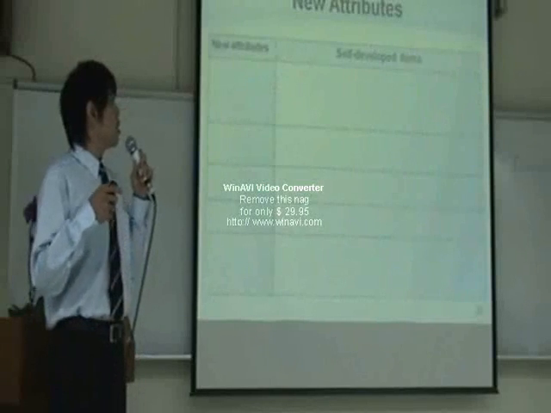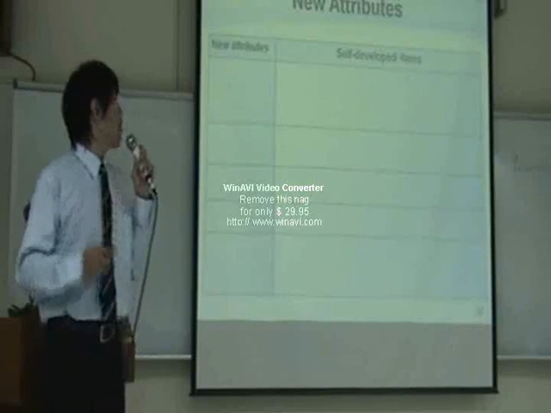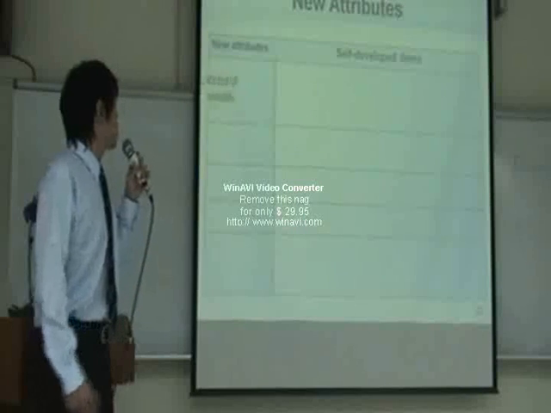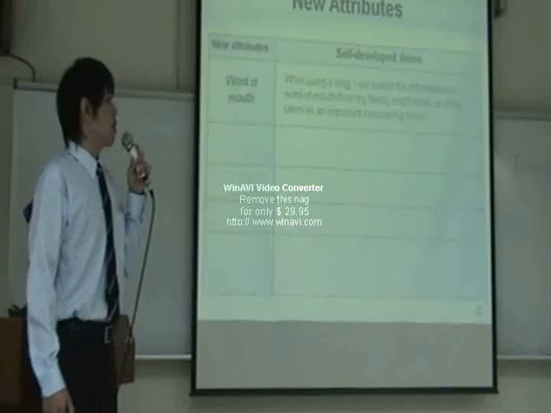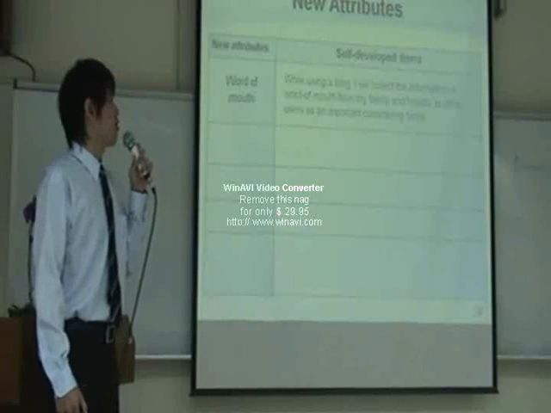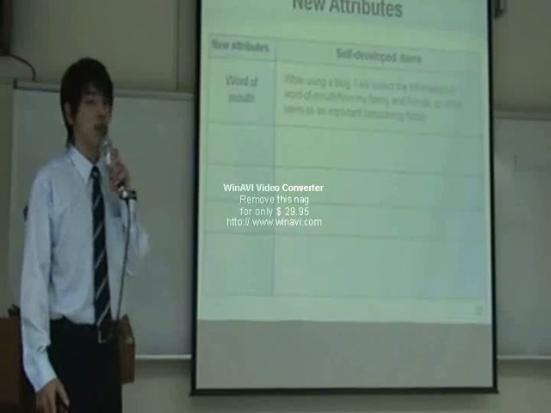And from the data of the open-ended questionnaire, there are 5 new attributes of blog. The first one is word of mouth. The item is, while using the blog, I will collect the information of word of mouth from my family and friends or other users as an important considerable factor.